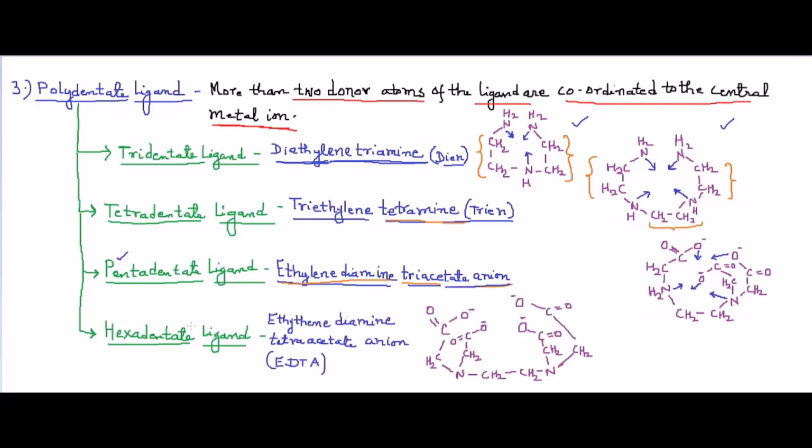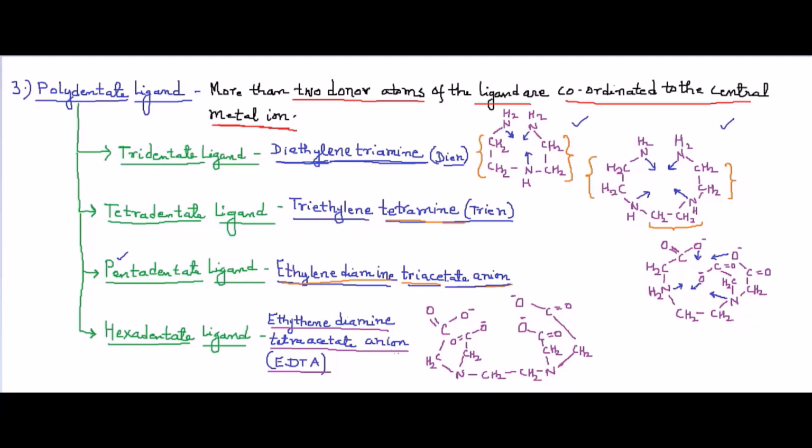Now as you can see, the example for the hexadentate ligand is the ethylene diamine tetraacetate anion. It's a very popular compound, and it is also known as EDTA. You must have used EDTA in many of your chemical practicals, especially titrations and the quantitative estimation of certain inorganic salts, compounds and metals, and as indicators also. So EDTA is a very commonly found compound in the laboratory. So this is the structure of EDTA.